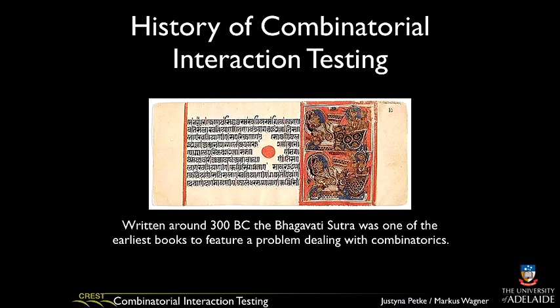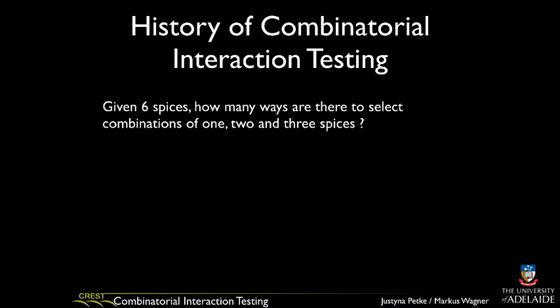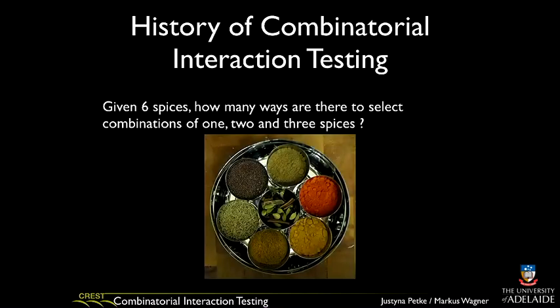So about 300 BC, there was one famous book. Well, this is the English title of it. It's a collection of about 36,000 questions and answers. And one of the questions in this particular book was something along the following. Given you have 6 spices, how many different combinations are there if you pick one spice, or any pair of spices, or a triplet of spices?